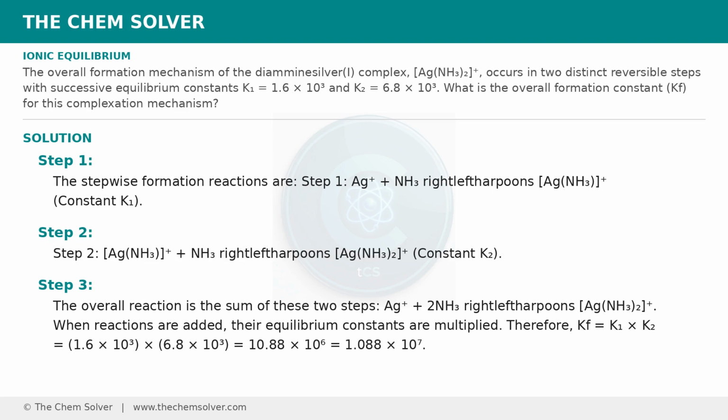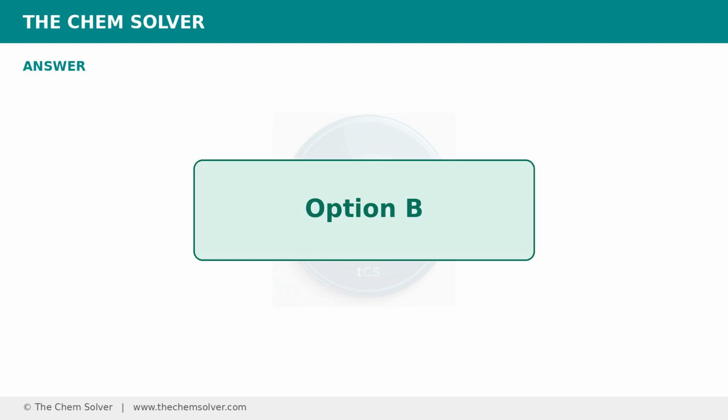Therefore, Kf equals K1 times K2, which equals 1.6 × 10³ times 6.8 × 10³, which equals 10.88 × 10⁶, or 1.088 × 10⁷. The answer is B.